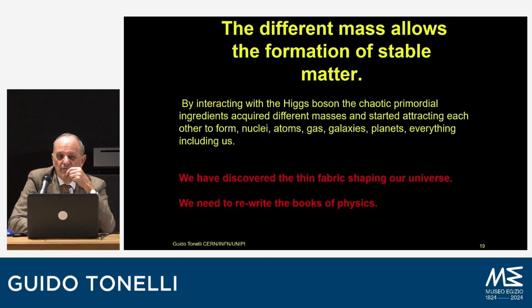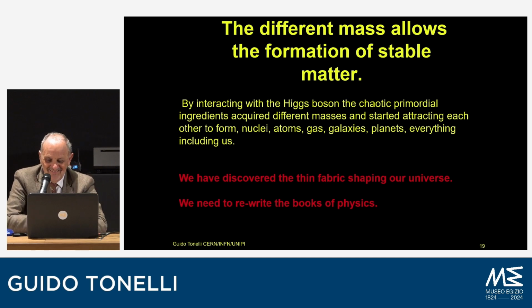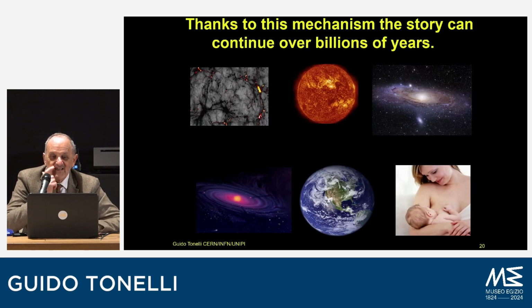So in some sense, we have discovered this thin fabric shaping our universe, but this thin fabric is intrinsically fragile because it's due to a mechanism. It's not something intrinsically given to matter in itself. If the mechanism breaks, the entire universe will disappear in a form similar to the perfect universe of the very beginning. So again, in each form of matter, there is an intrinsic fragility that comes from the intimate structure of all material forms, including the ones that appear eternal, living forever. Thanks to this mechanism, the story can continue over billions of years, and we are here. Thank you very much.